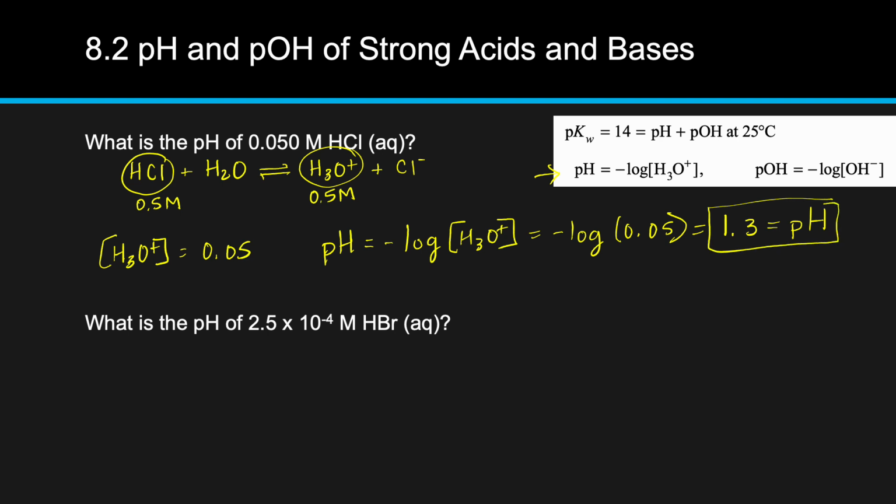For our next example, it says, what is the pH of 2.5 times 10 to the negative fourth molar HBr?